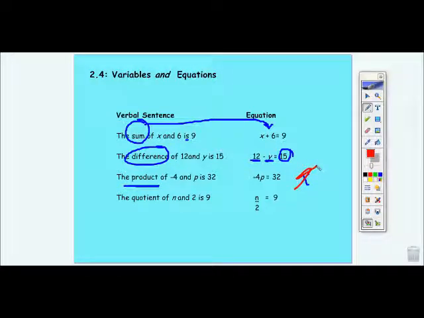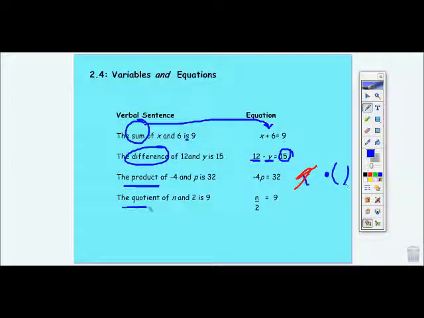And we do not have to use the parentheses. We can just write them right next to each other. The same goes for the multiplication dot or the parentheses. We can leave that out and just put a variable right next to the coefficient. Using our new vocabulary words, product means that that's multiplied by the variable. So -4p is 32, or equals 32.